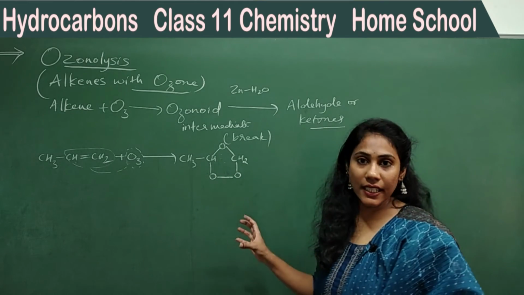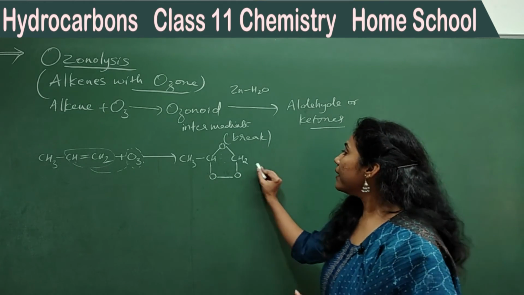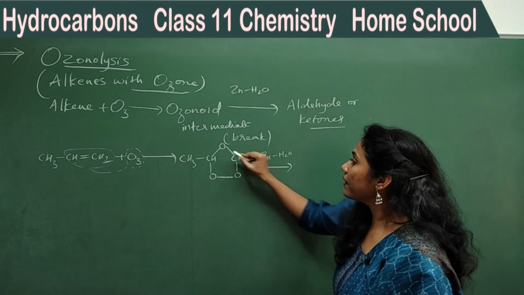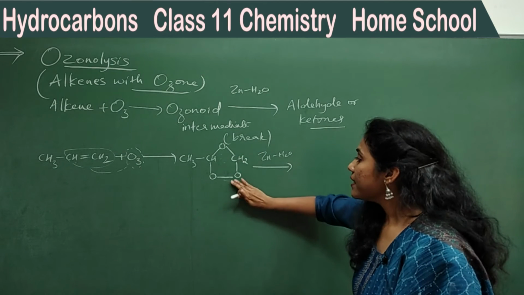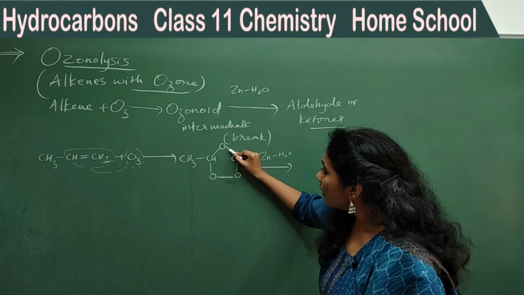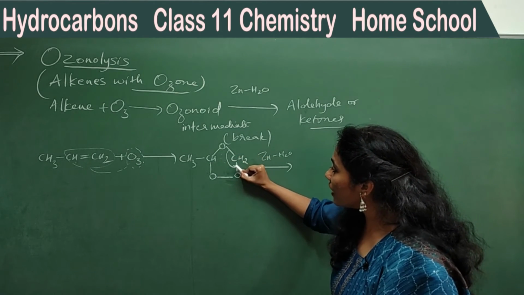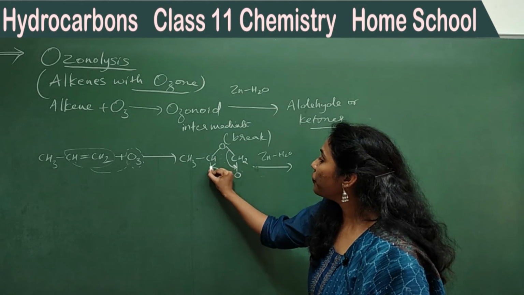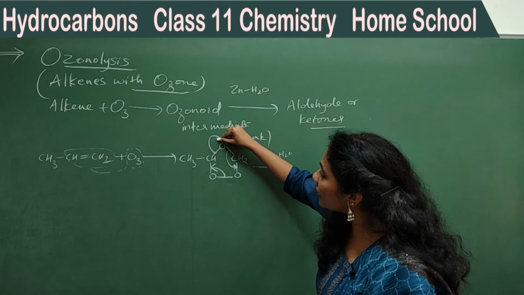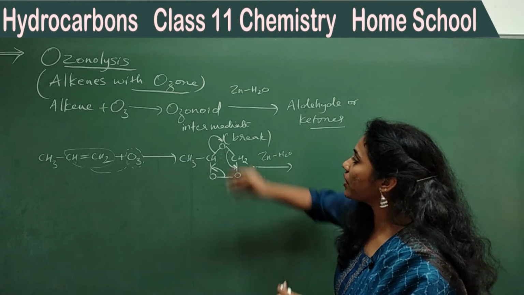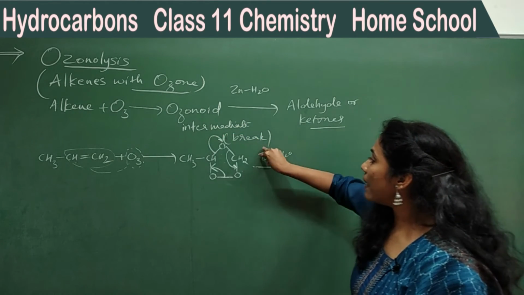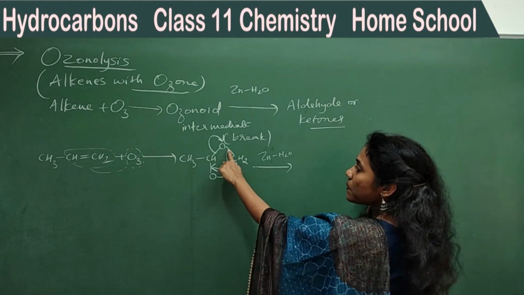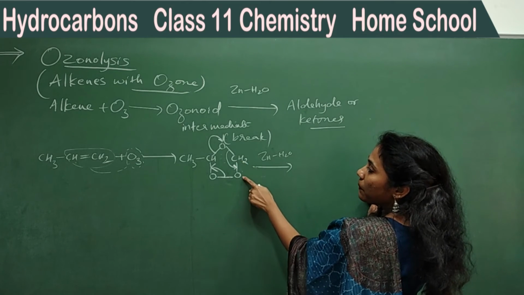So this is highly unstable, guys. So what happens in the next step is, in presence of zinc water, these bonds will break down. See how the bonds are getting broken. This bond will move here, and this bond will move here and this bond will come on to oxygen. So one oxygen is coming out with zinc, okay? So when this bond moved on to here, you get a double bond here, right?